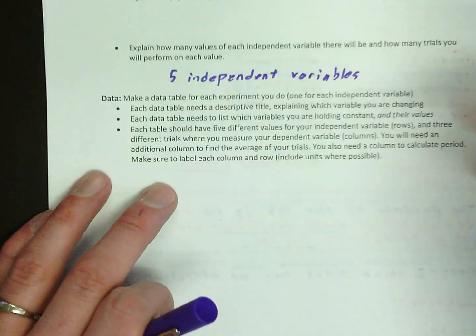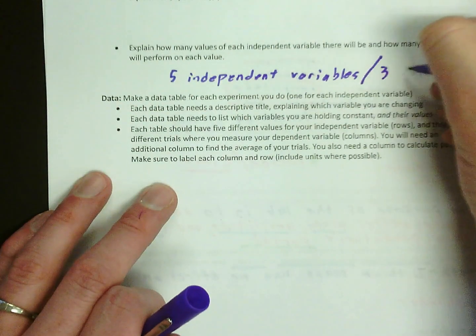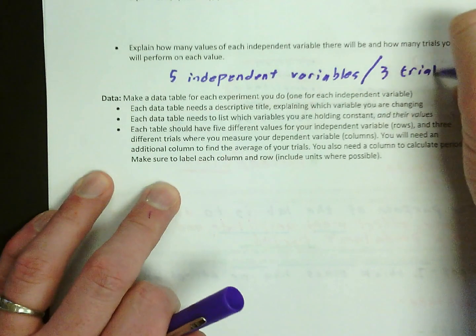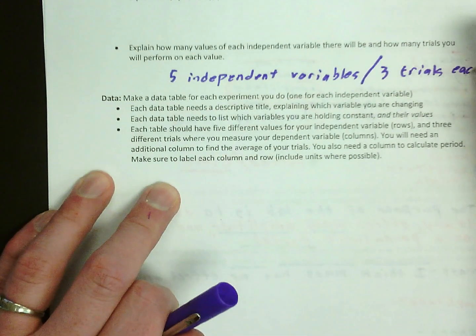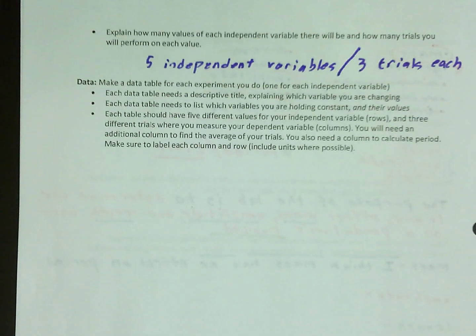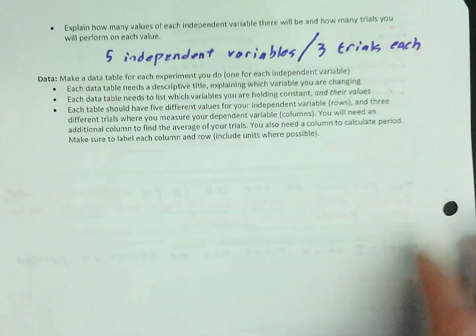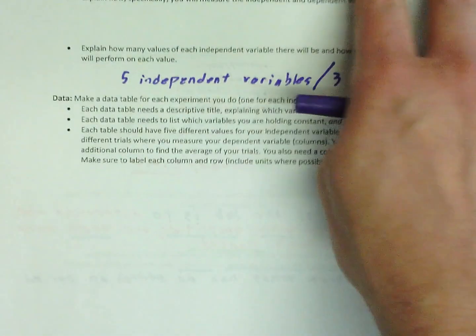Okay? And you're going to do 3 trials each. So you're going to do 5 different masses 3 times for each mass, 5 different lengths 3 times for each length, 5 different amplitudes 3 times for each amplitude. So that's what you're going to do first.